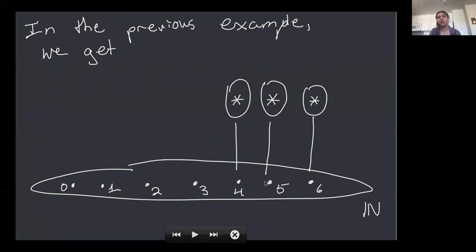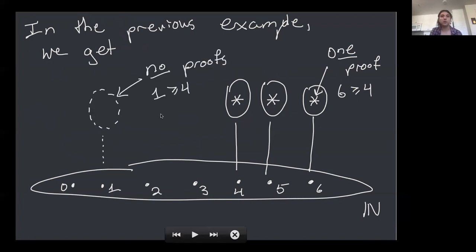It turns out that there's exactly one proof that n is greater than 4 for every n that is actually greater than 4. So we're going to get singletons over here, and we're going to get nothing at all lying above these points because the proposition is false for these points. And so you can think of this logical claim as having some sort of geometric content and vice versa. Okay, there's no proofs that 1 is greater than 4.